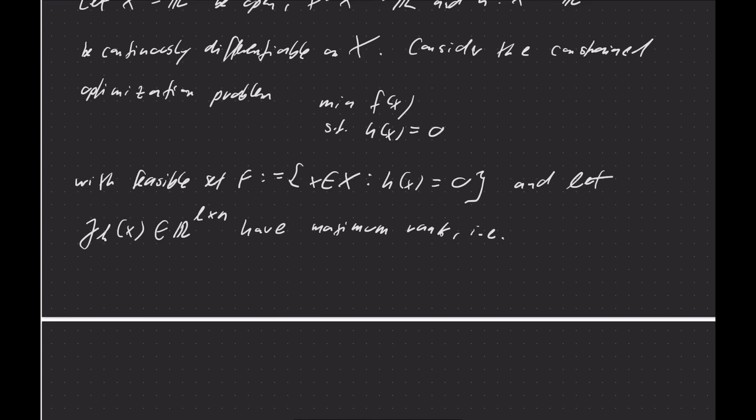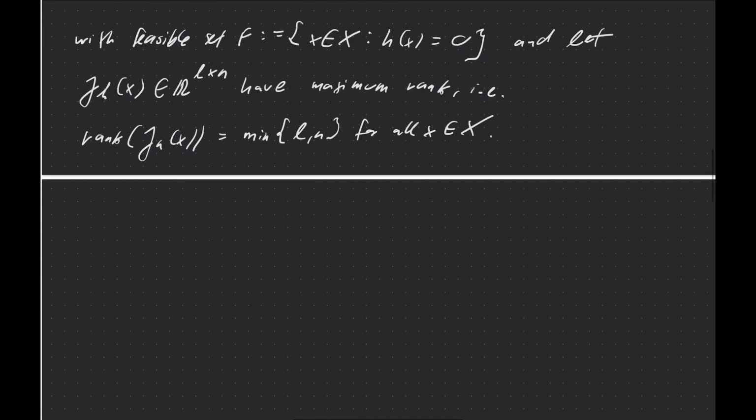And that means the rank of that matrix JH of X should be equal to either L or N, whichever is smaller. That's the maximum rank the matrix could have, and we needed to have that rank. We cannot deal with a matrix that has smaller rank than that. Okay, we need to have that rank for all x in our domain capital X. And then the following is true.